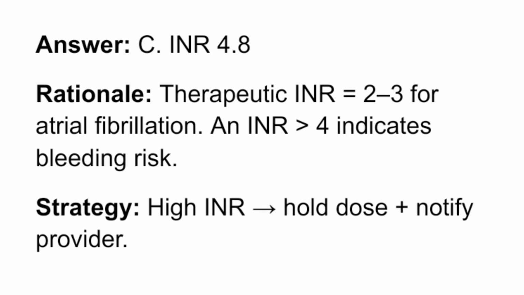INR 4.8. Rationale: therapeutic INR equals 2 to 3 for atrial fibrillation. An INR above 4 indicates bleeding risk. Strategy: high INR, hold dose plus notify provider.